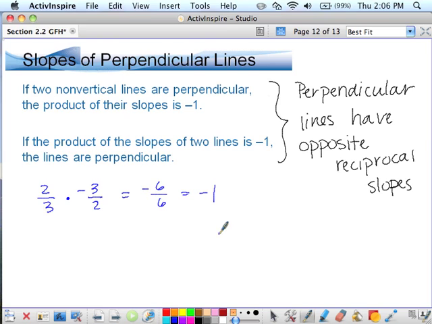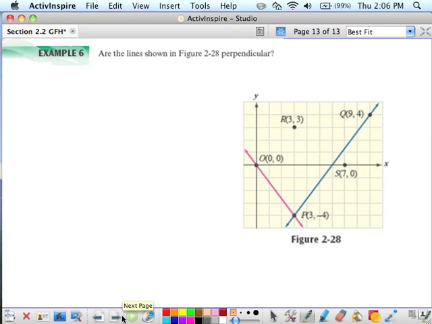So let's look at an application of this. Here we have a figure that has two lines on it, and we need to know if these two lines are perpendicular. So let's start out by looking at the red line, or what appears to be the red line, right here. The red line contains the points 0, 0, which is the origin, and the point 3, negative 4.